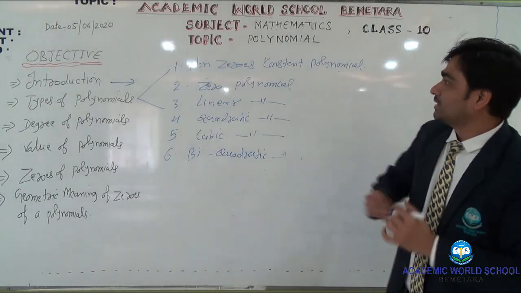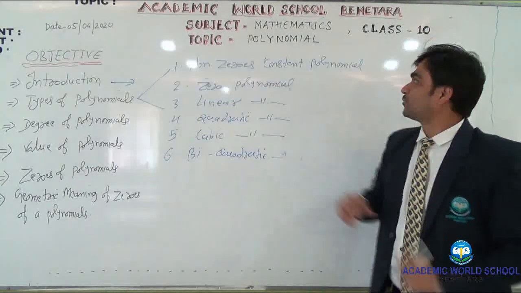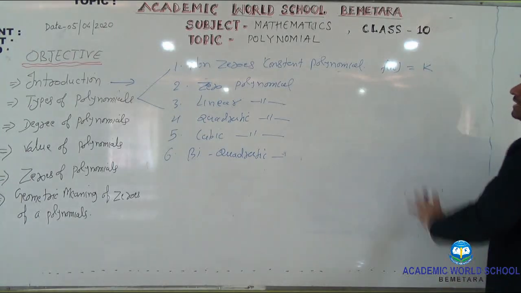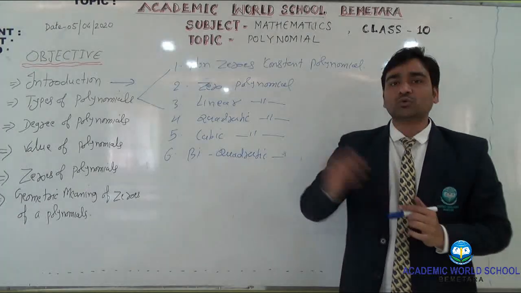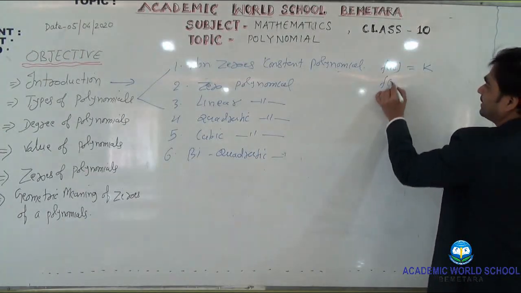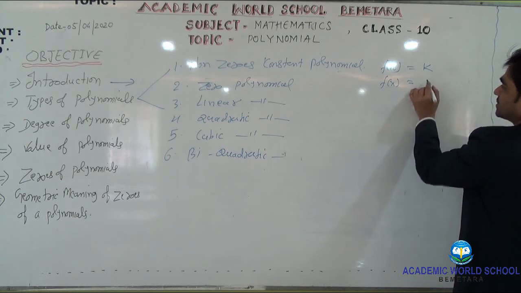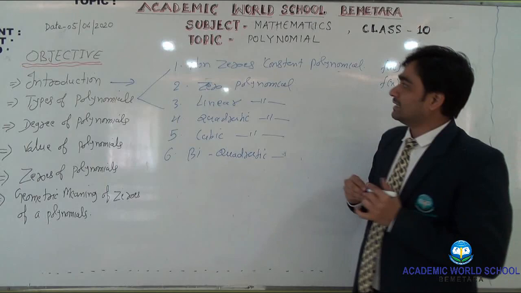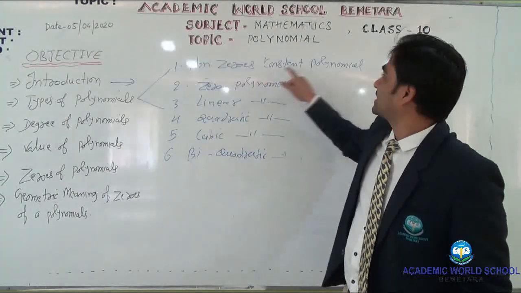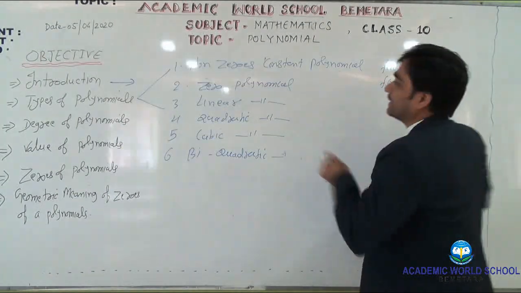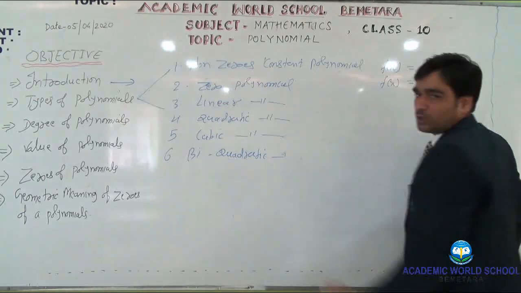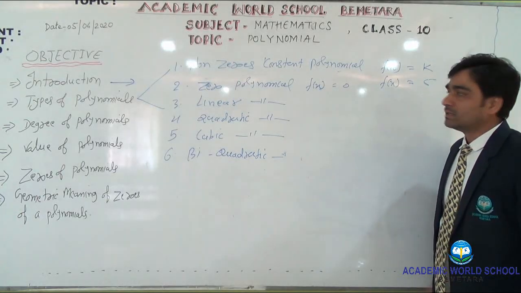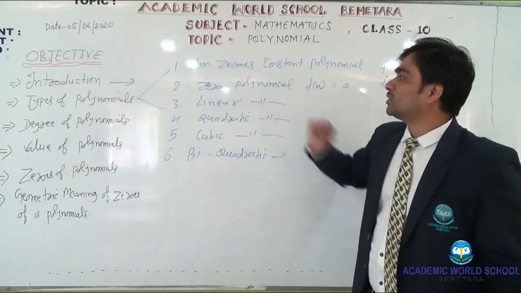In a non-zero constant polynomial, it is represented by f(x), f(y), f(z) equals k or any constant value 2, 3, 4, 5. Let's suppose f(x) equals 5, f(x) equals 9. So this is the non-zero constant polynomial. And next is the zero polynomial. It means that if I have written f(x) equals 0. Okay, so this is the zero polynomial.